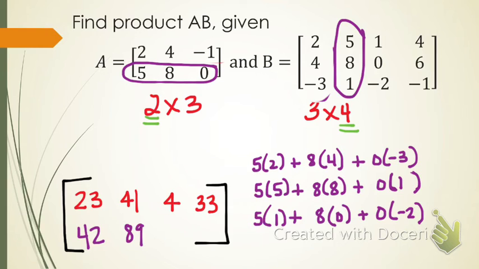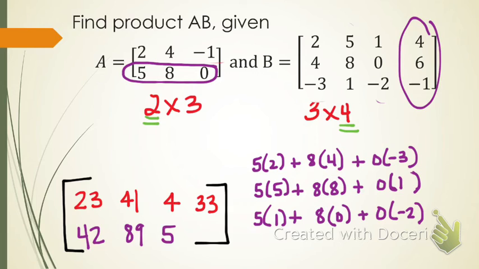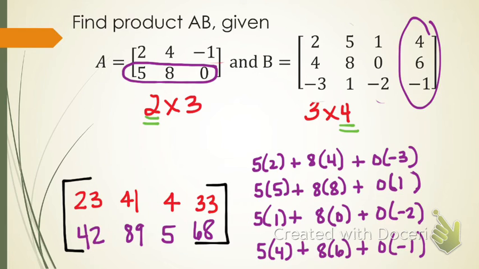Okay. And for the third number, we have 5 times 1 plus 8 times 0 plus 0 times negative 2, and that's just 5. And then the last digit of our answer is 5 times 4 plus 8 times 6 plus 0 times negative 1, which is, what, 20 plus 48, so 68. And that's that.